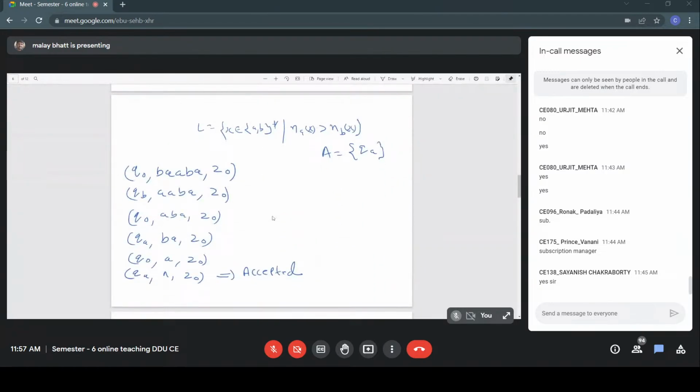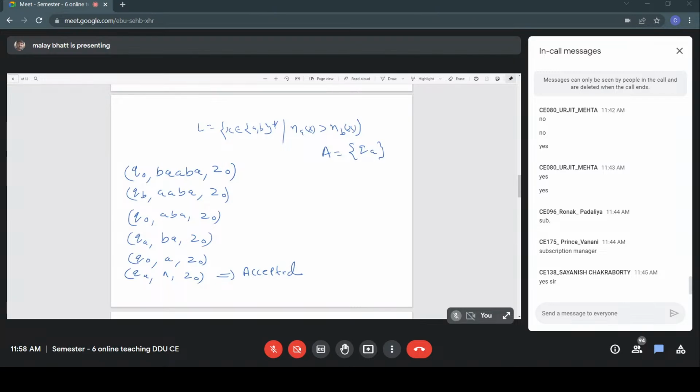Okay, now let us consider this language. We can see we are using the same push down automata rules. Here, the language is number of A in X is greater than number of B in X. So definitely at this point, our accepting state will be a QA state.